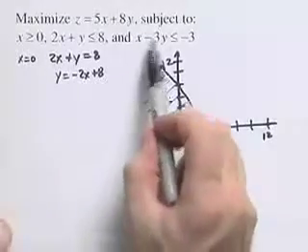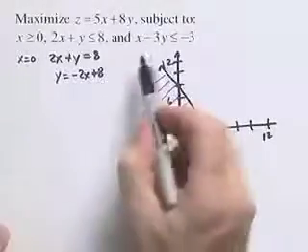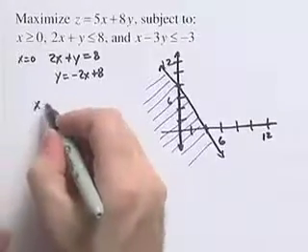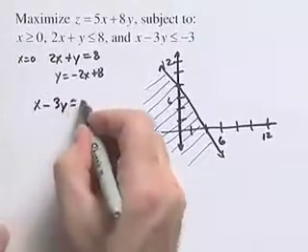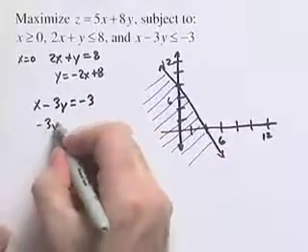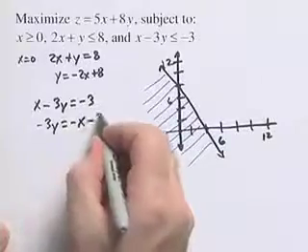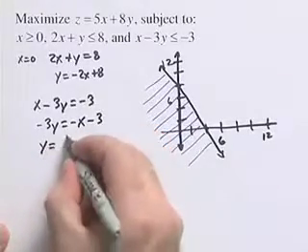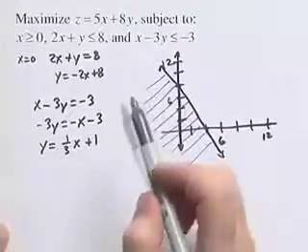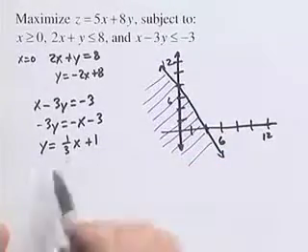Next, we're going to look at our last inequality constraint. We have x minus 3y is less than or equal to negative 3. If we consider that as an equation, x minus 3y equals negative 3. Again, we're going to solve for y. Negative 3y equals negative x minus 3. Y is equal to 1/3 x plus 1. The inequality is non-strict, so we're going to graph this line with a solid line.